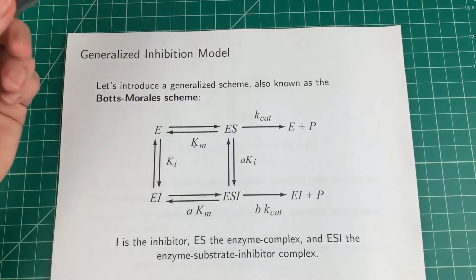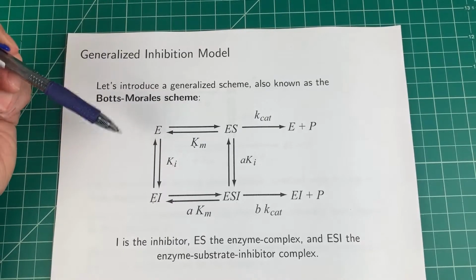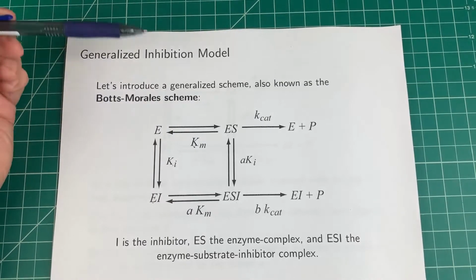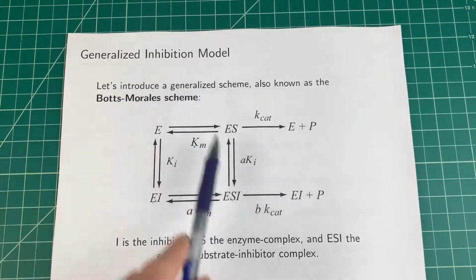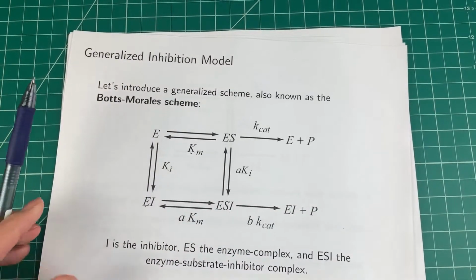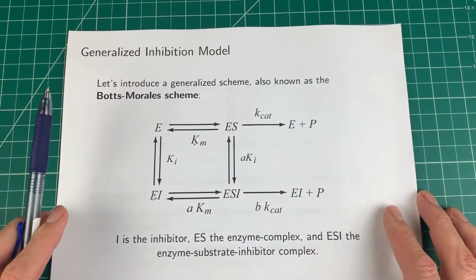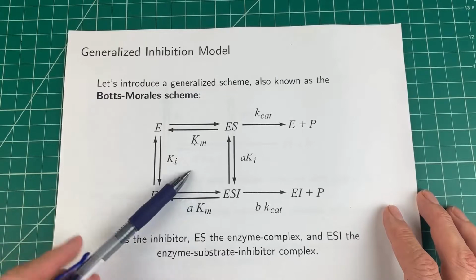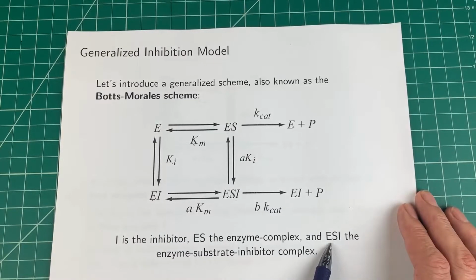The previous slide I showed you there were 3 kinds of inhibition we'll look at: competitive, uncompetitive, and non-competitive. All 3 kinds of inhibition can be represented by this generalized inhibition model. This is the Botts-Morales scheme that was devised in 1953. And you can get all 3 kinds of inhibition and more actually from this scheme. So in this scheme, I is the inhibitor, ES the enzyme substrate complex, and ESI the enzyme substrate inhibitor complex.